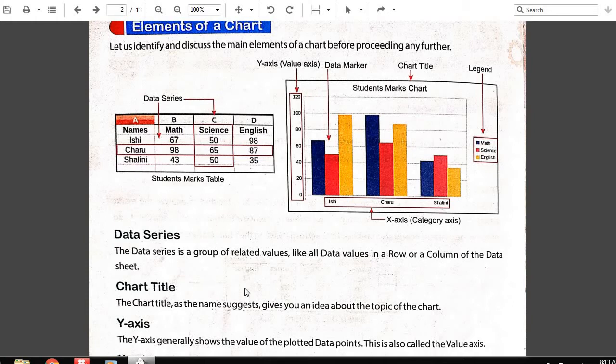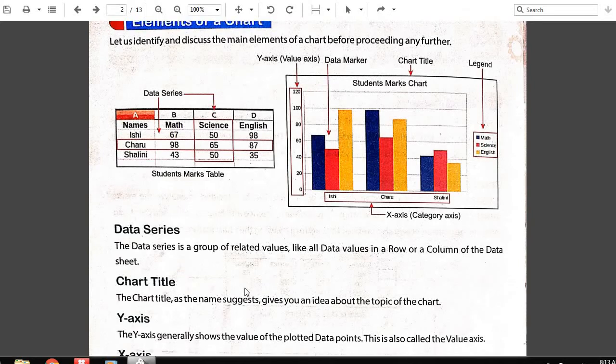Chart title, very easy, it is the title of the chart. It tells you the topic of the chart, what we are actually representing in the chart. Then the y-axis. You can see here in front of you, this vertical line with these values, it is also known as the value axis. Remember this y-axis, here we are showing the values. And this horizontal line is the x-axis, which tells the category. It is also known as the category axis. I hope both the axes are clear, y-axis and x-axis. These are the 2 important things.